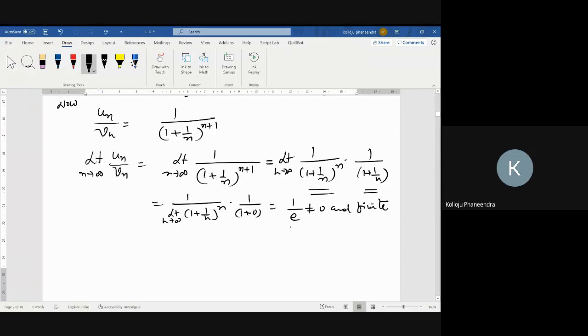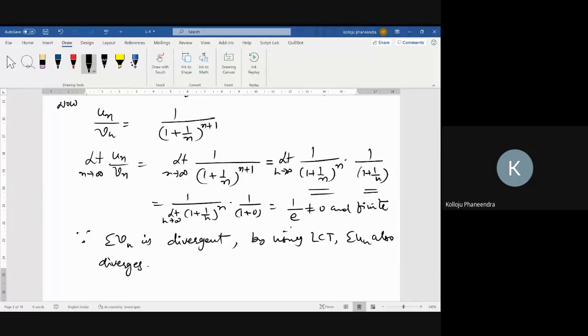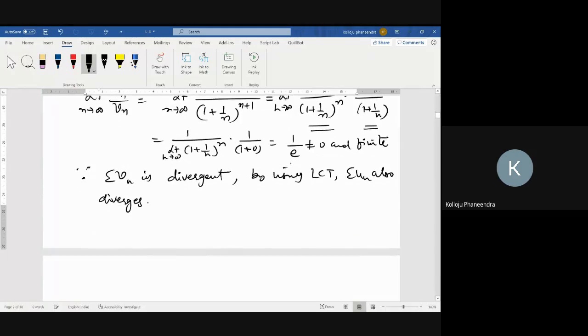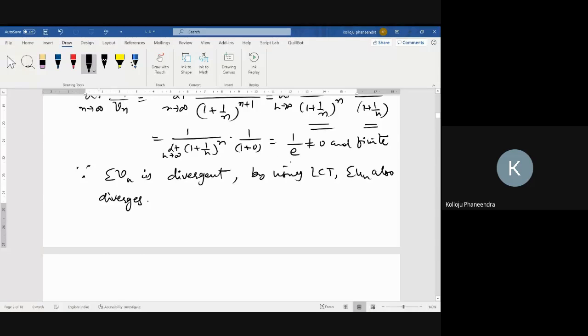L is not equal to 0 and finite. Since sigma Vn is what series? Already we have this as a divergent series. Sigma Vn is divergent, so by using the limit comparison test, sigma Un also diverges. Okay.